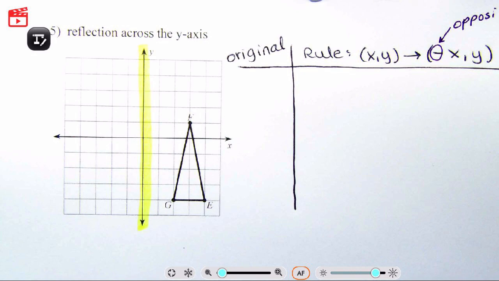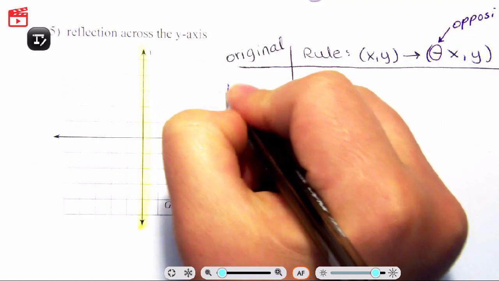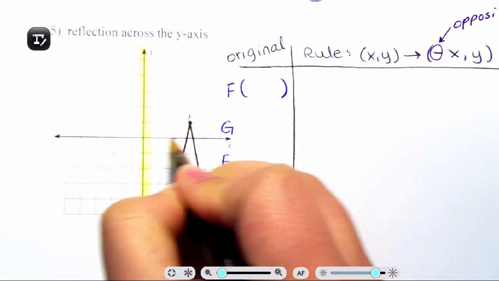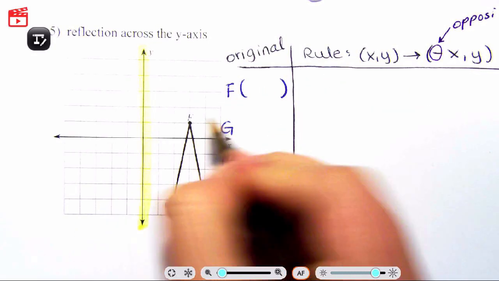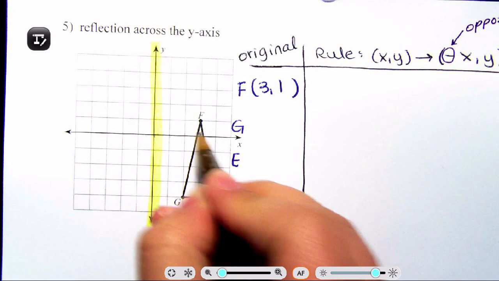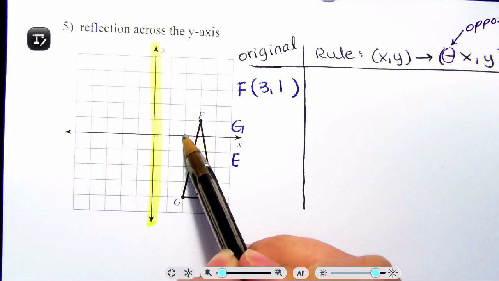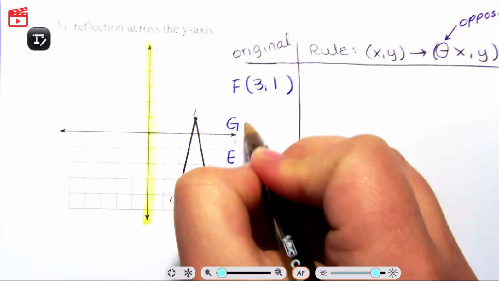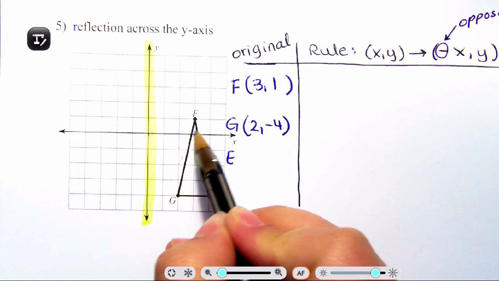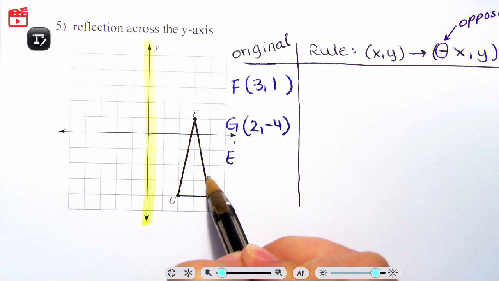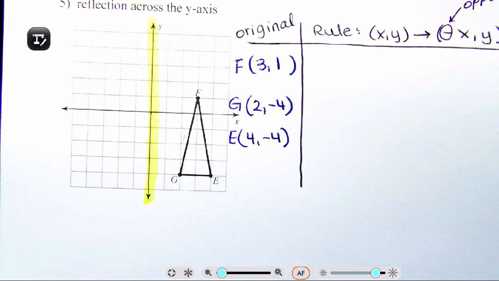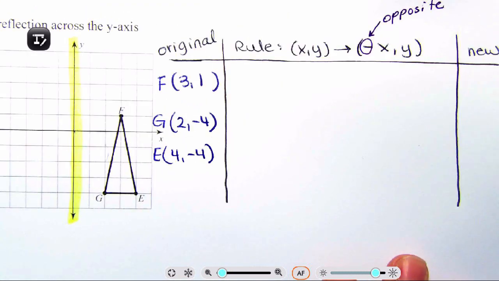So let's find out what our original points are. I have an F, I have a G, and I have an E. My F is located at 1, 2, 3, 1. My G is located at 1, 2, 3. Oh, just kidding. My G is located at 1, 2, 1, 2, 3, 4. And my E is located at 1, 2, 3, 4. Oops. Now that I have my original points, let's go ahead and apply the rule.